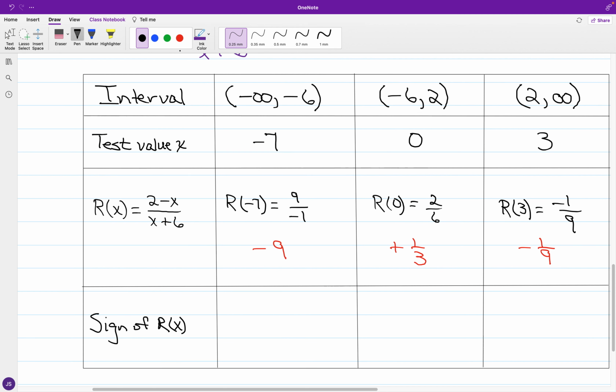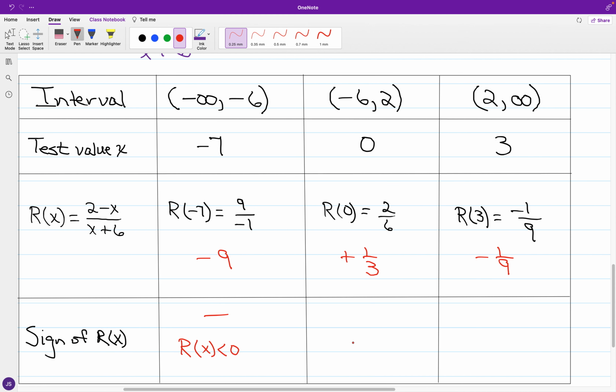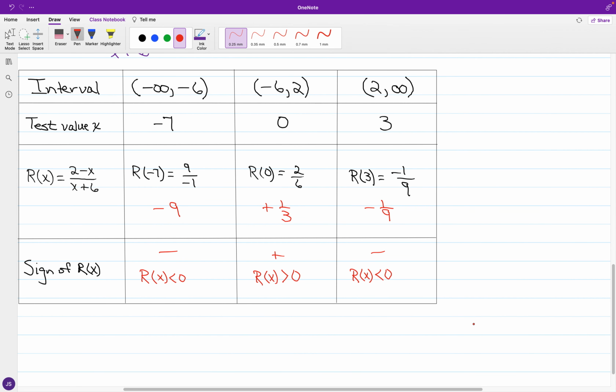And for the sign of r of x, first section, we have a negative. So we have that r of x is less than 0. Next, we have a positive. So we have that r of x is greater than 0, and with the last, we have a negative. So we have that r of x is less than 0.